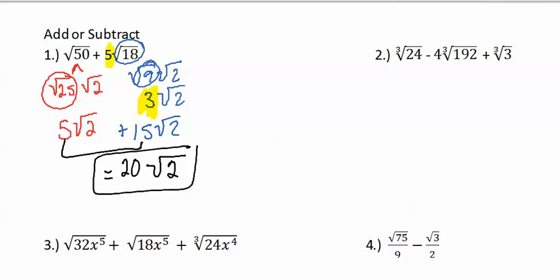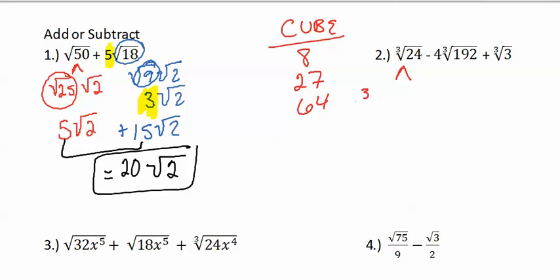Okay, number 2, you should have noticed that the index is 3, so this kind of makes a little bit different. Remember in previous videos I said it's going to be helpful to have kind of a cube list. So if this is our cube list, we know that 2 cubed is 8, 3 cubed is 27, 4 cubed is 64, and I think that should kind of do it for right now. So we're going to use that list, and we're going to break down these numbers.